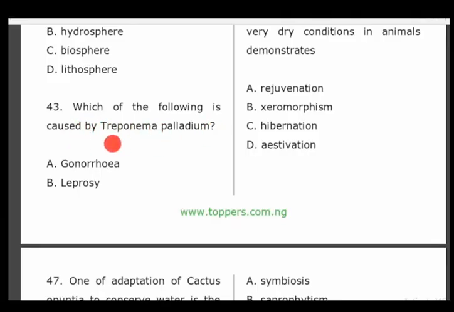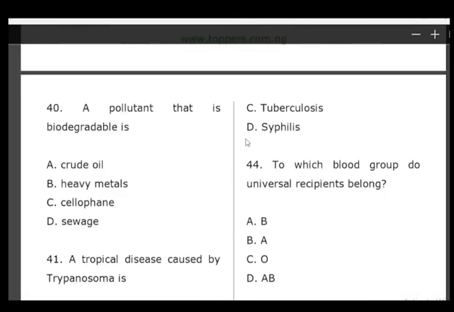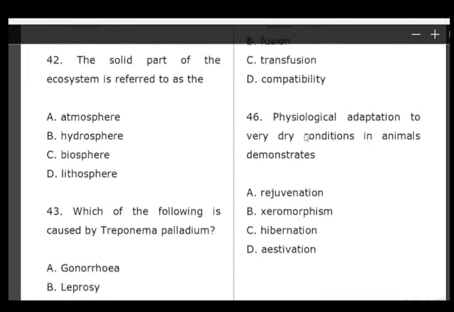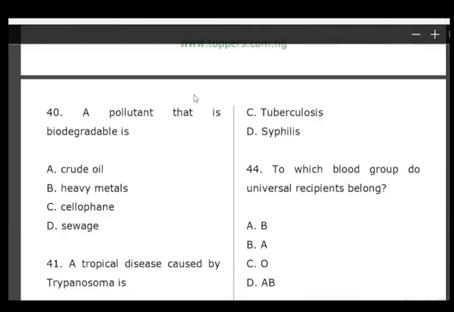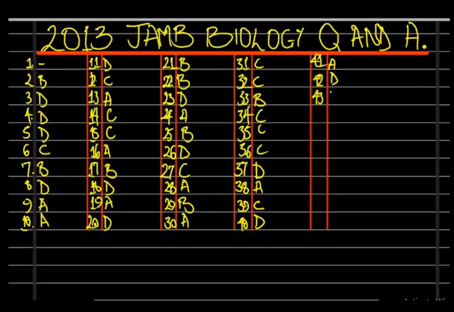Which of the following is caused by Treponema pallidum? A. Gonorrhea, B. Leprosy, C. Tuberculosis, and D. Syphilis. Now this particular pathogen is responsible for causing a sexually transmitted infection that is called syphilis. So the answer is syphilis, option D.